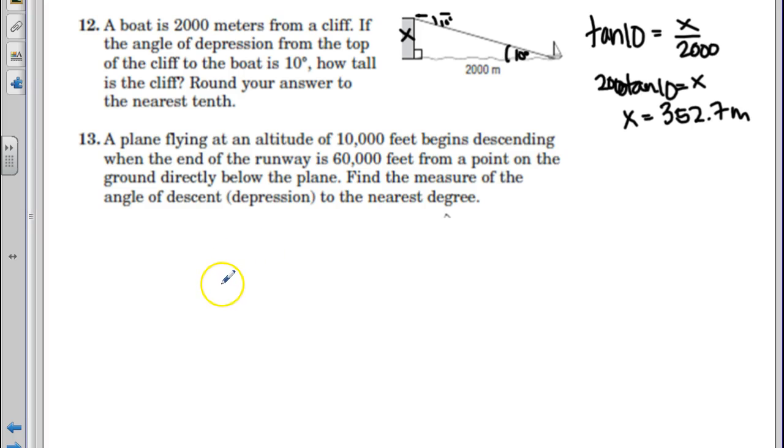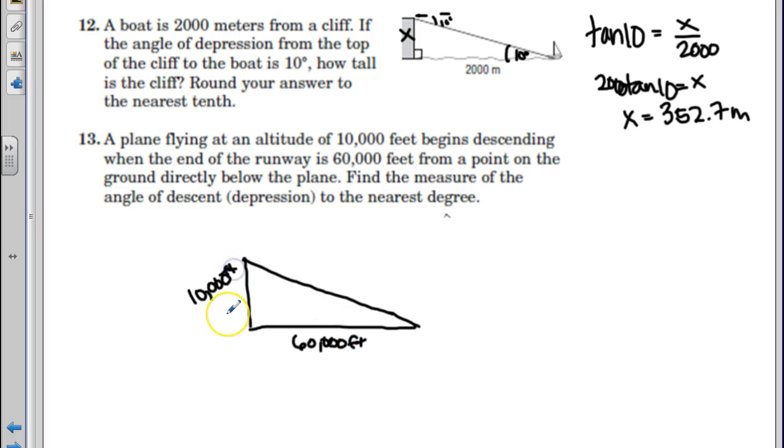All right, number 13. A plane is flying at an altitude of 10,000 feet. It begins descending when the end of the runway is 60,000 feet from the point on the ground directly below the plane. So here's the plane. It's at 10,000 feet. It begins descending toward a runway when it's 60,000 feet away. Find the measure of the descent or the angle of depression to the nearest degree. So we are looking for this angle of descent, which is also this angle for parallel lines cut by a transversal. So we're looking for this angle.